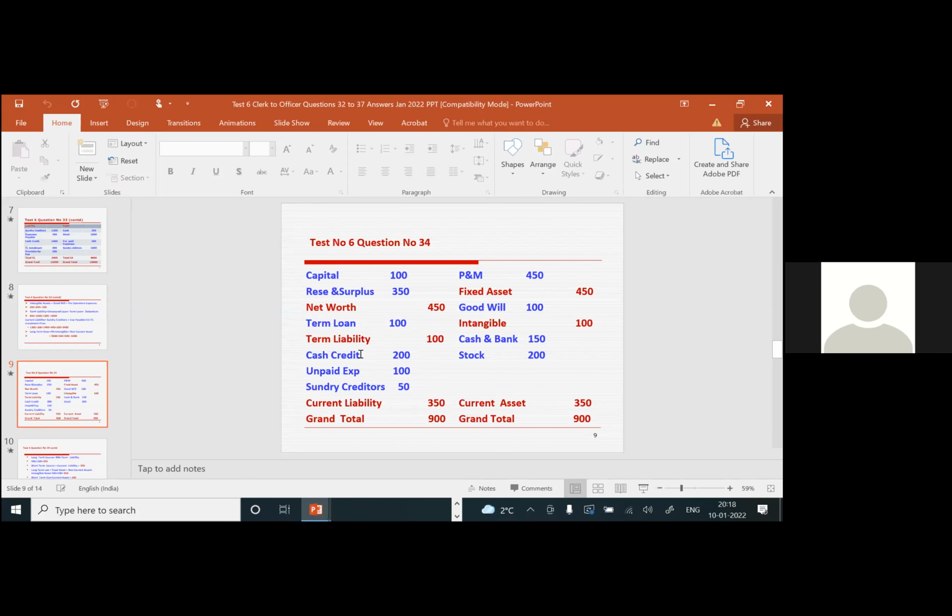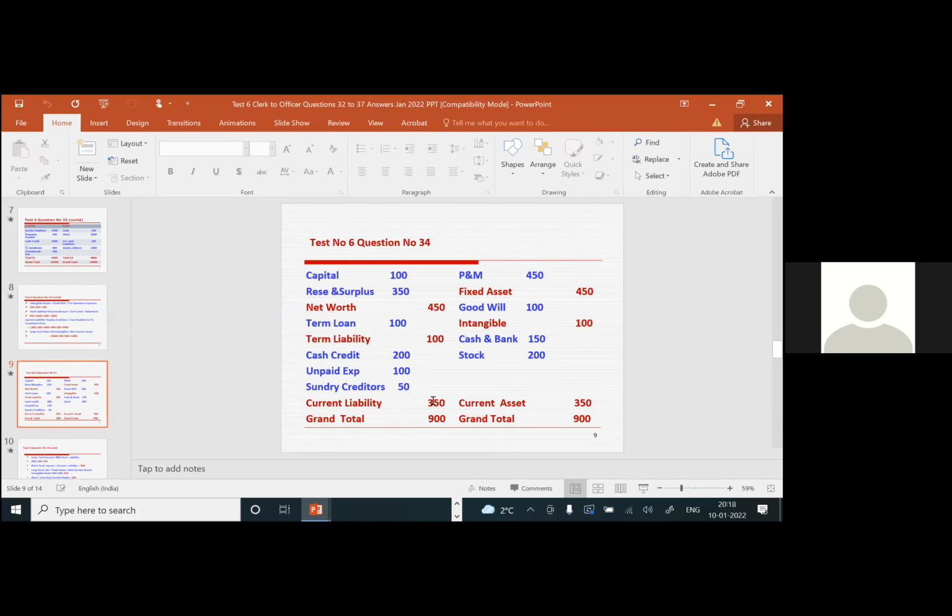Then cash credit. Cash credit means bank OD, OCC. It is a current liability. Then unpaid expenses, that is nothing but the provision, is mentioned as 100. Sundry creditors, I told you, should be brought under current liability. So all the current liabilities are equal to 350.